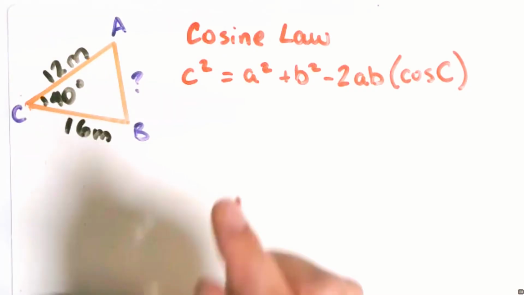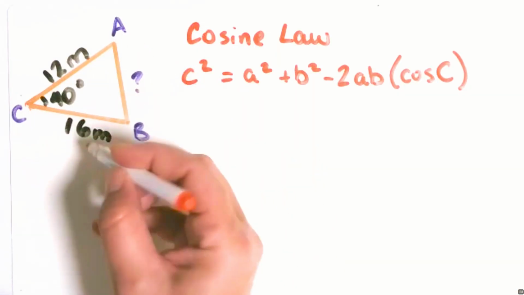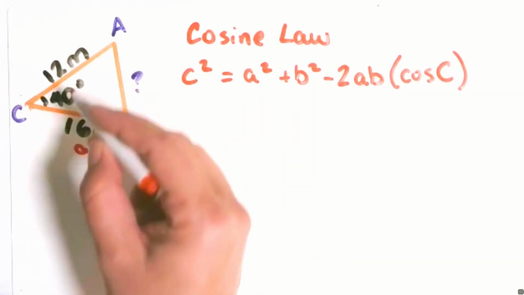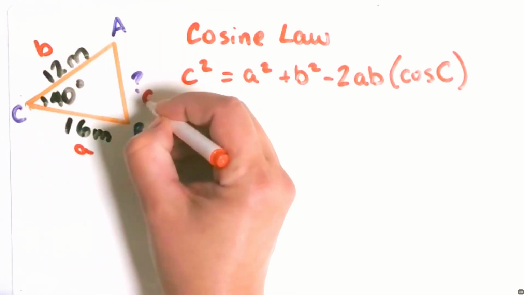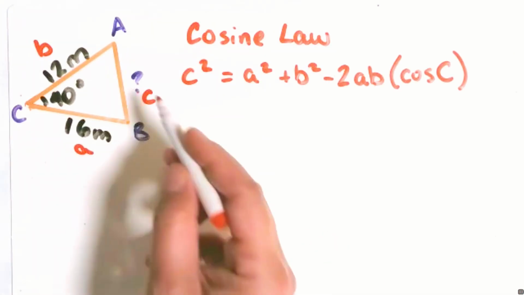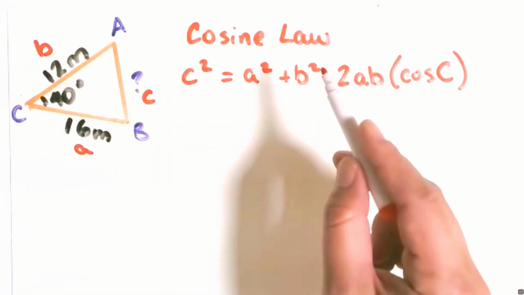And none of this is going to mean anything until we label our side lengths. So if I have angle A here, this side length will be little a, this side length will be little b, and this side length will be little c. And I kind of made it easier in that I'm looking for side length c and everything is already set up with A, B, and C.